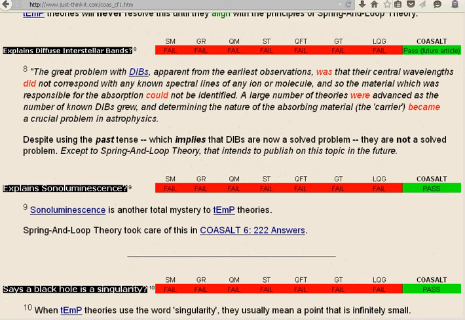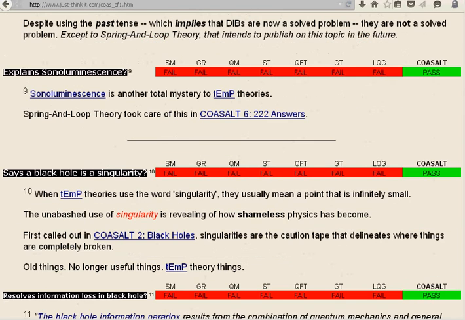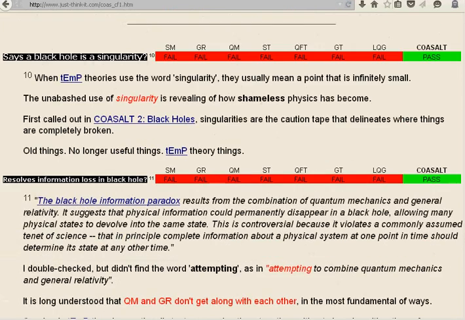Number 10. Does the theory say a black hole is a singularity? When the existing mainstream physics theories use the word singularity, they usually mean a point that is infinitely small. Their unabashed use of singularity is revealing of how shameless physics has become. First called out in COASALT 2 black holes, singularities are the caution tape that delineates where things are completely broken. Old things. No longer useful things. Temp things.